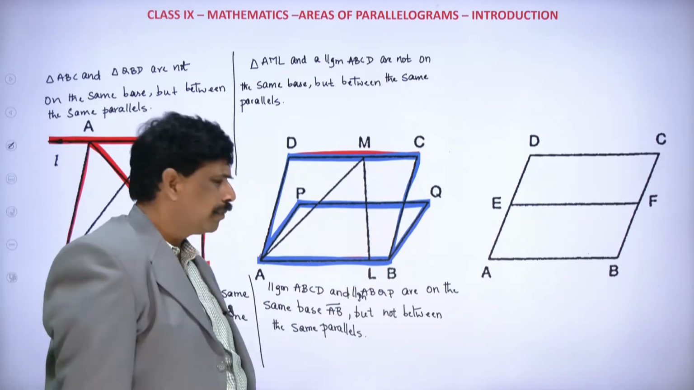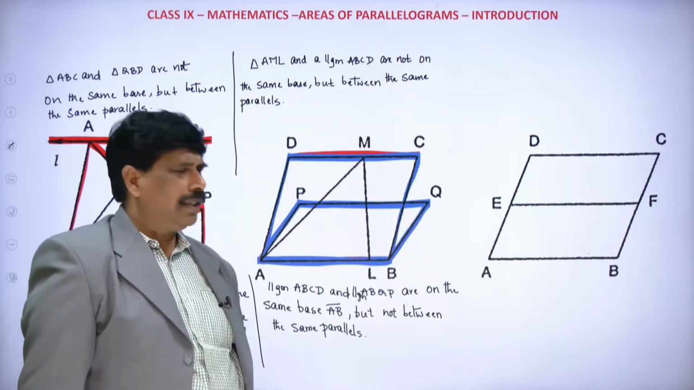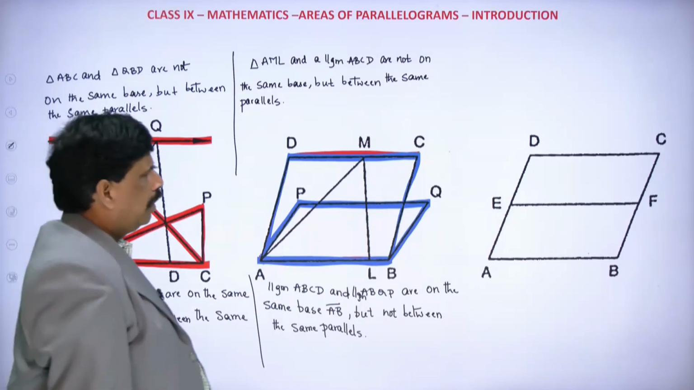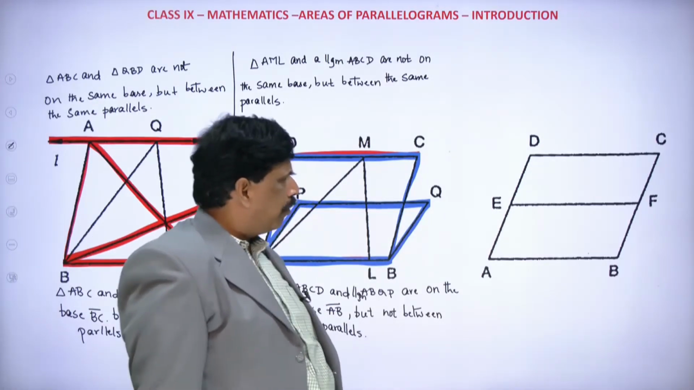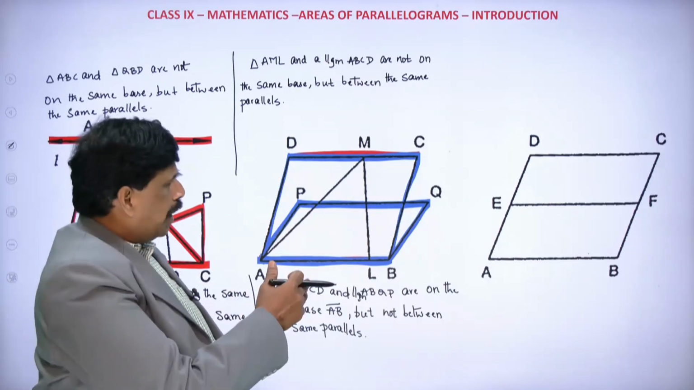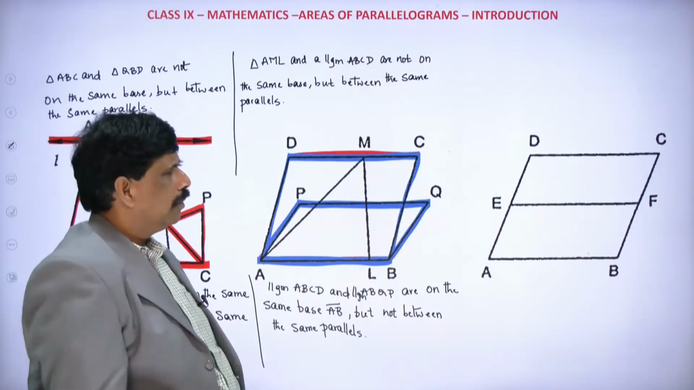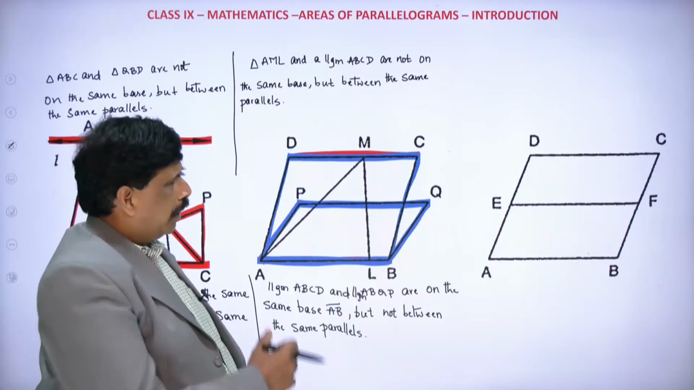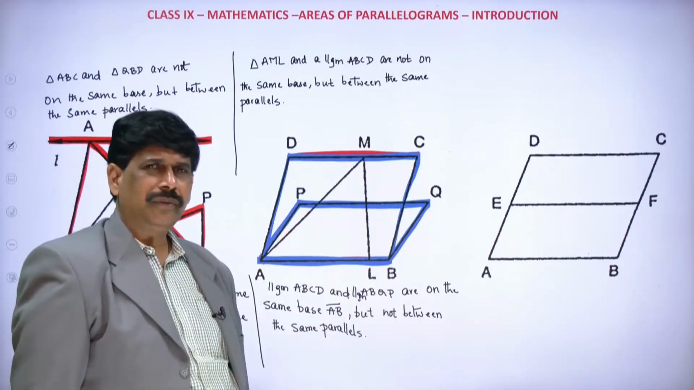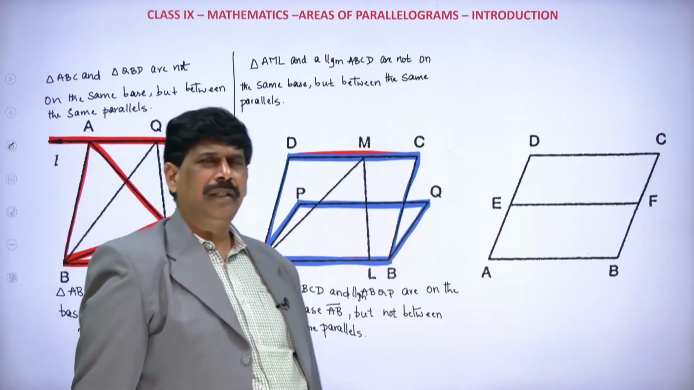Is it clear? Now look at the third diagram here. So tell me, what is your observation? You are seeing a parallelogram ABCD and there is another parallelogram ABFE and there is one more parallelogram FCDE. Three parallelograms you are seeing.